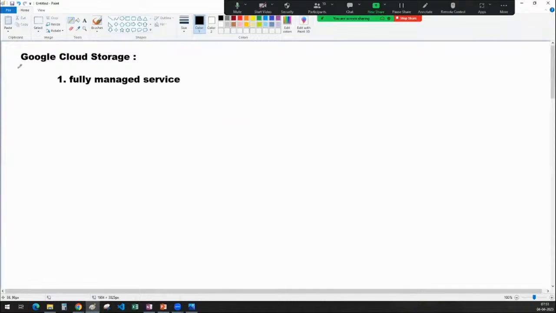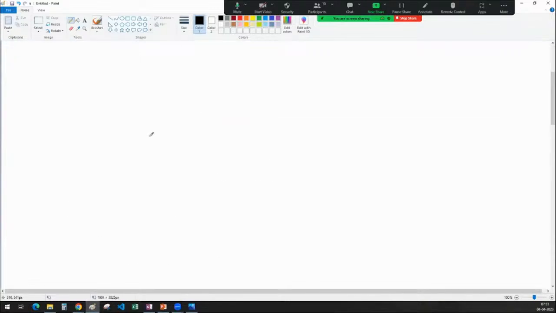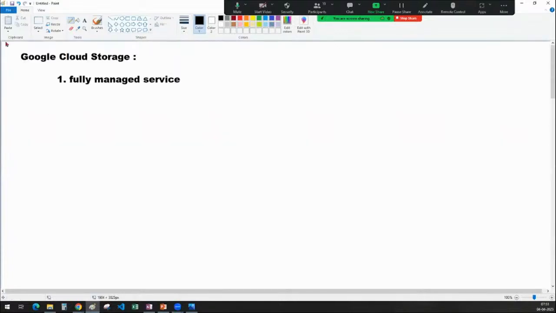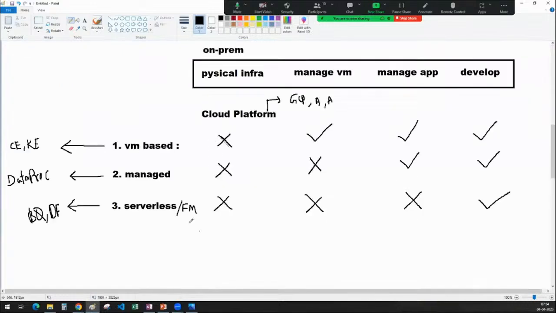Now if I go to Google Cloud Storage, it is managed or fully managed. Fully managed is also called serverless sometimes. Google Cloud Storage is a fully managed service. What does that mean? All the infrastructure required is a managed service or fully managed.